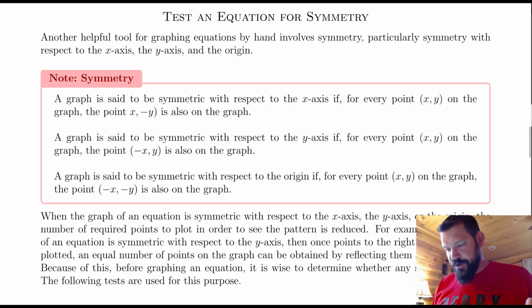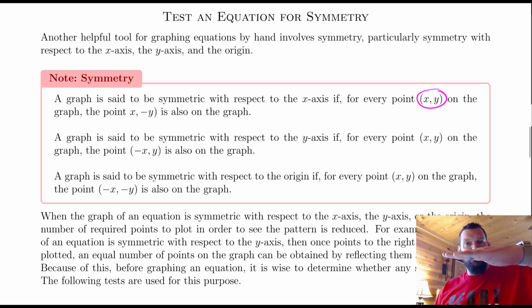With the algebraic approach to symmetry, we have the point (x, y) that's on some graph. The graph itself is symmetric to the x-axis, which means the horizontal x-axis. We flip that graph over the x-axis. Our x value does not change, but our y value becomes the opposite of what it originally was.